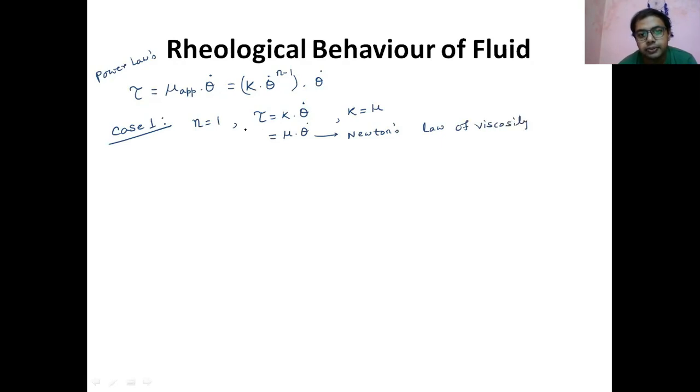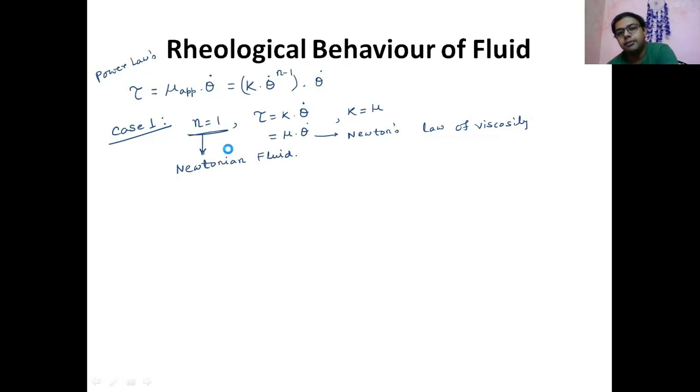Hence, you are getting those fluids. For those fluids, the flow behavior index is equal to 1. This fluid is nothing but the Newtonian fluid. Those fluids, where this index n is equal to 1, are nothing but Newtonian fluids.